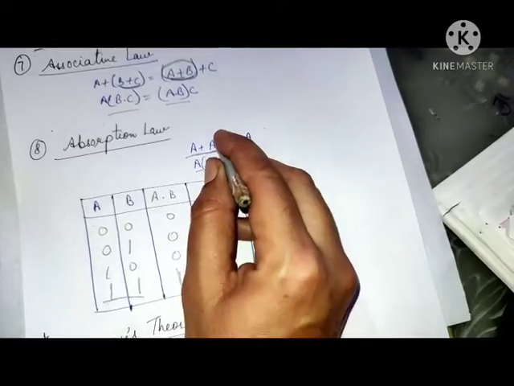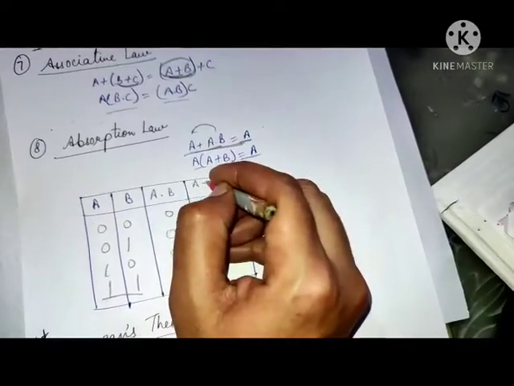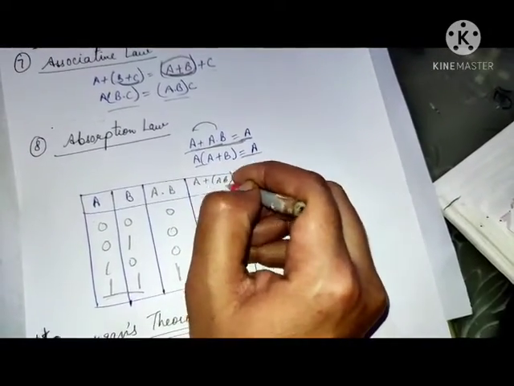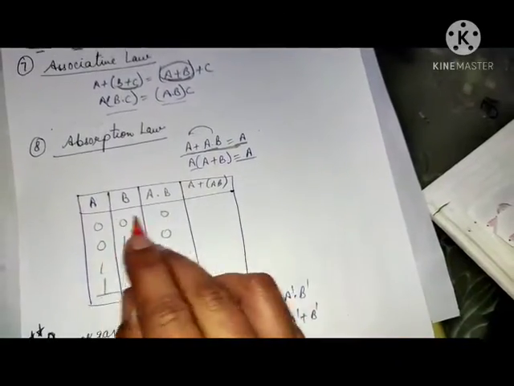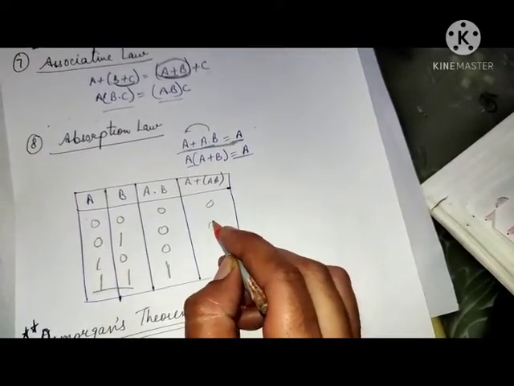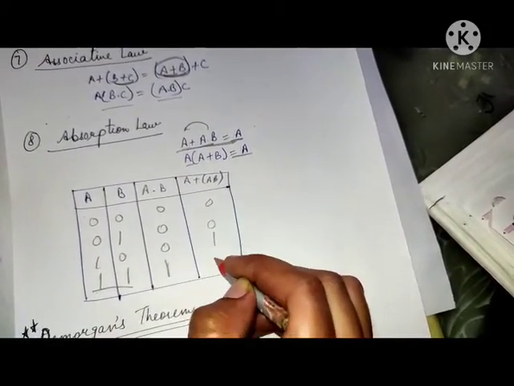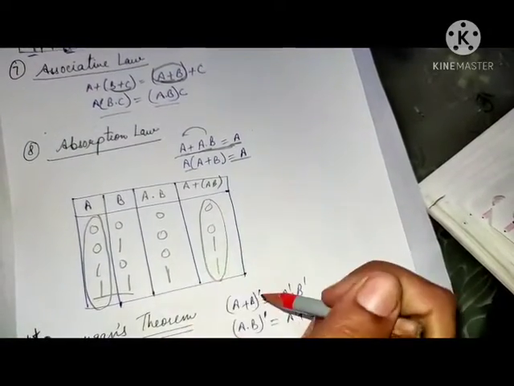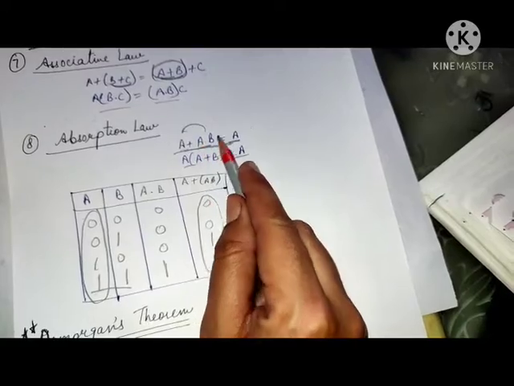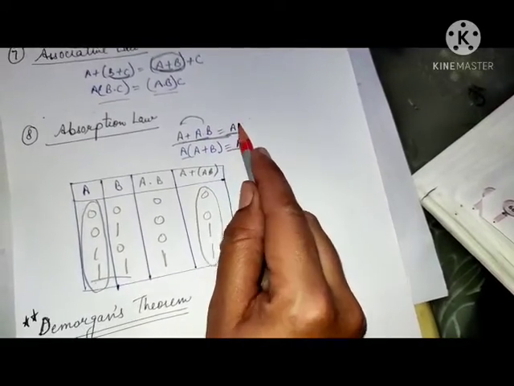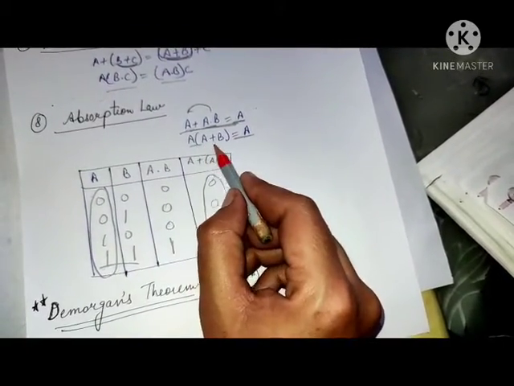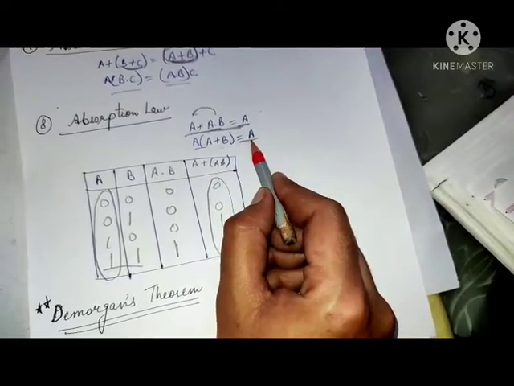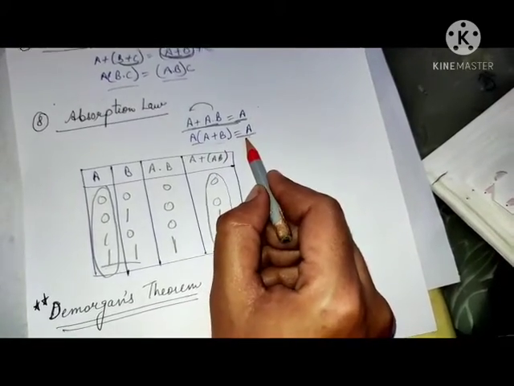So now I have to take the addition. Yes. So a and ab. Take the addition. Yes. The result is the same as a. So we can say that this is equal to this. Similarly, you can construct the truth table for that also to show both are equal.